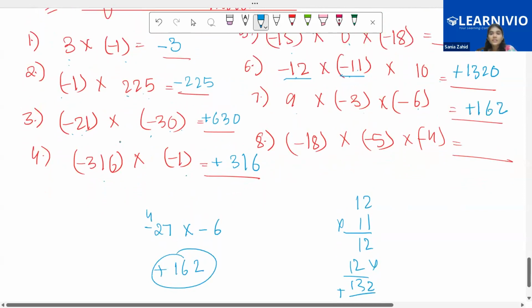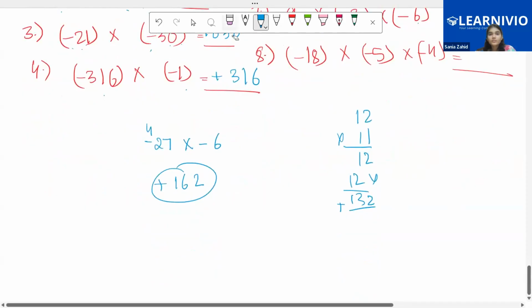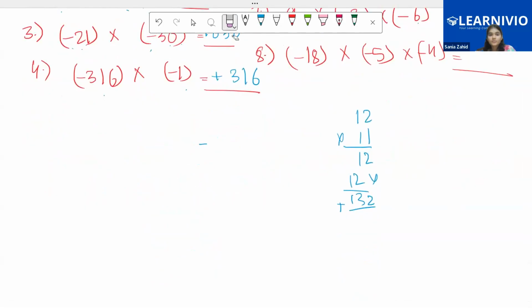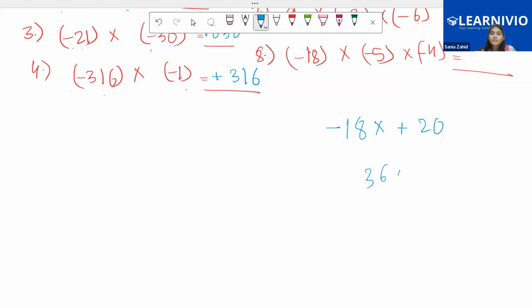Next is minus 18 into minus 5 into minus 4. 360. How come? Yes, 360. You have 18 into 5 into 4 is 20, so minus 18 into minus 20 is plus 20 because same signs. So you get 360 and minus sign. So you get minus 360 as well. Clear? Yes, ma'am. Okay.